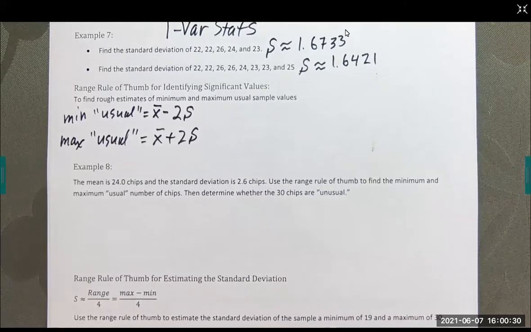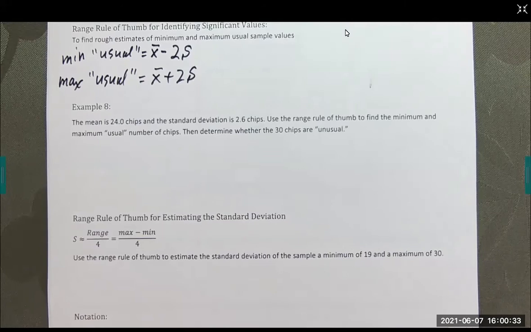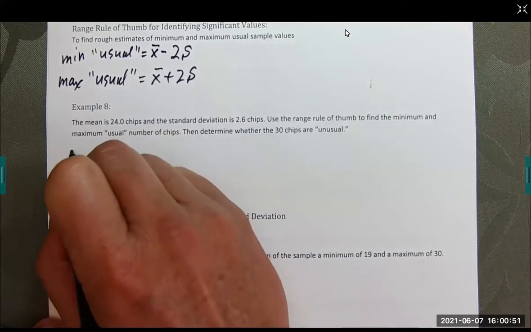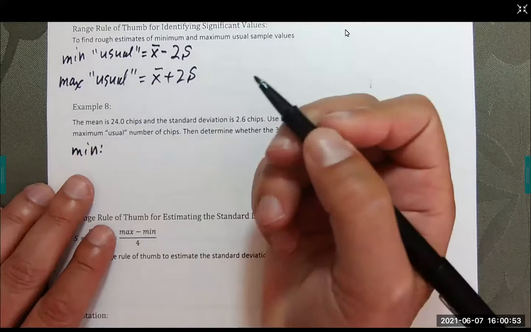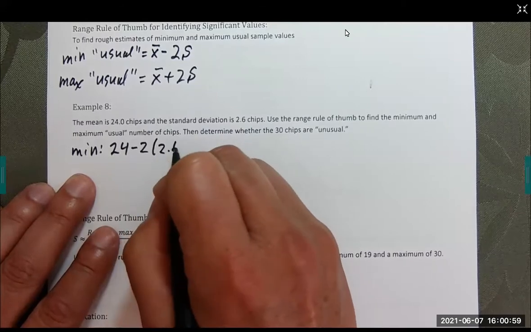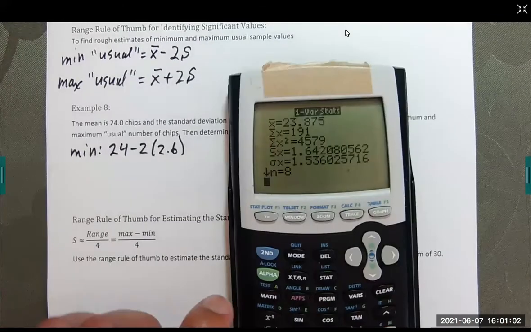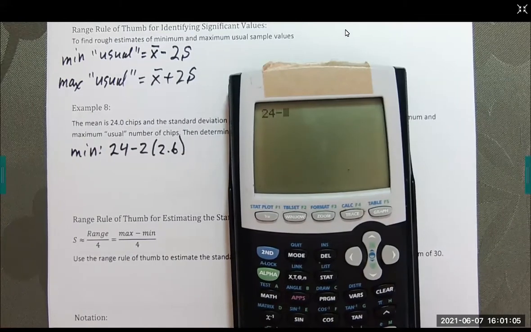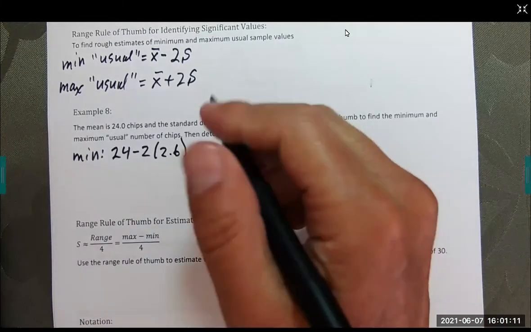All right, we have example 8. The mean is 24 chocolate chips, and the standard deviation is 2.6 chocolate chips. Use the range rule of thumb to find the minimum and maximum usual number of chips. This is on a chocolate chip cookie. So the minimum is going to be the mean, 24, minus 2 times the standard deviation, which is 2.6. 24 minus 2 times 2.6, 18.8. We'll just say about 19.